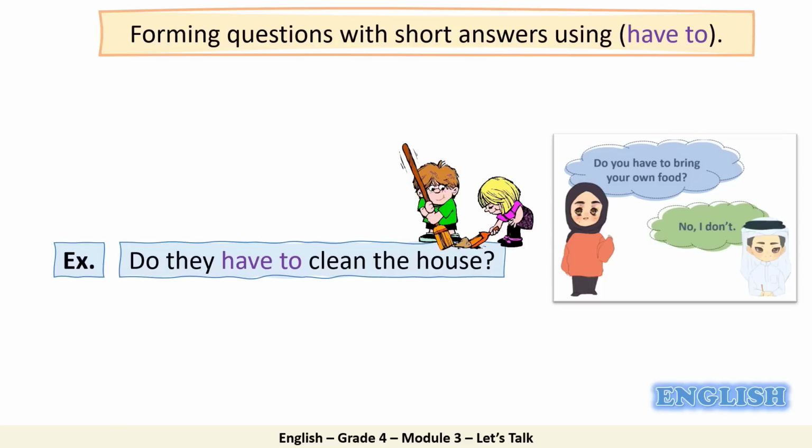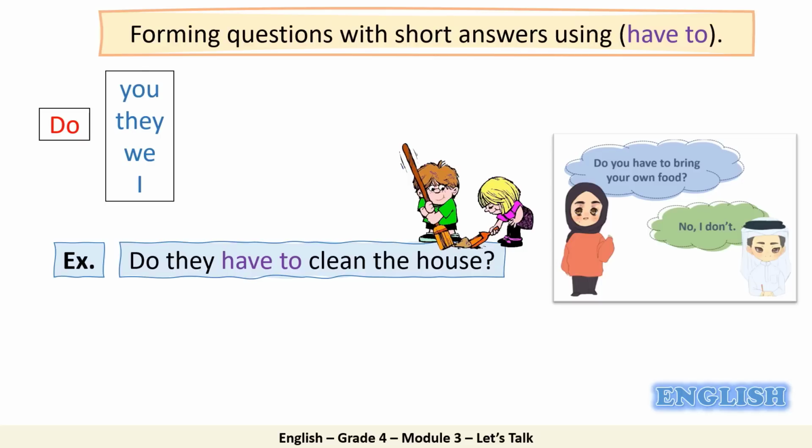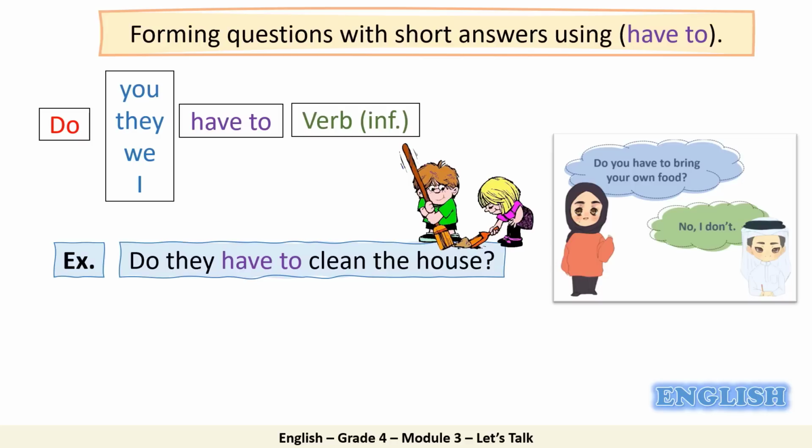How to form a question. What do I start with? We start with do. And then we use you, they, we, or I. After that, we use have to. And then we use the verb in the infinitive form, the base form. And we end with a question mark.